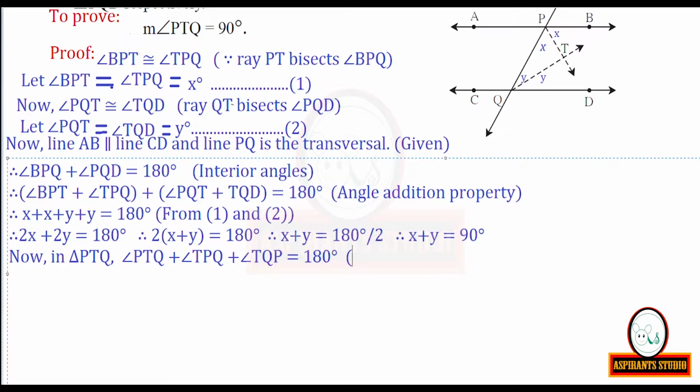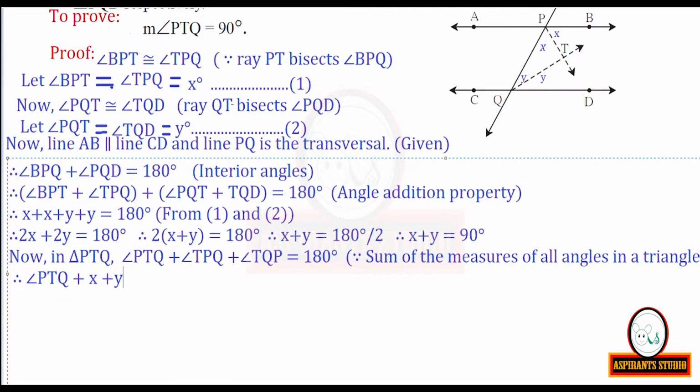Now, in triangle PTQ, you get sum of the measures of all angles of the triangle is 180 degrees. Therefore, measure of angle PTQ plus measure of angle TPQ plus measure of angle TQP is equal to 180 degrees. Now, from equations 1 and 2, we can substitute the values of measure of angle TPQ and measure of angle TQP. So, you will get measure of angle PTQ plus x plus y is equal to 180 degrees.